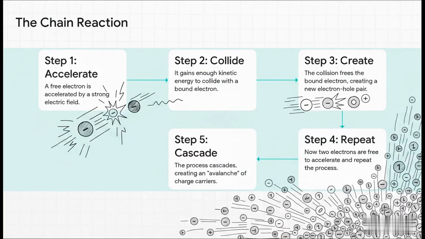And here's the crucial part. This is how it becomes a chain reaction. That one electron gets accelerated, it gains energy, and it creates a new pair. But now there are two free electrons, plus a mobile hole. They all get accelerated, and they can all go on to create even more pairs. This thing just grows exponentially. It's a beautiful and incredibly powerful cascade that creates that massive current spike we saw.